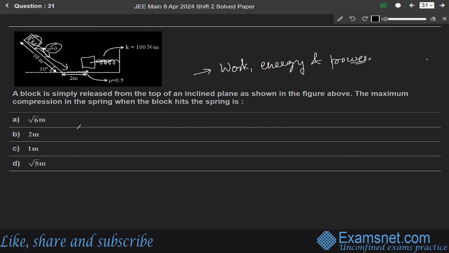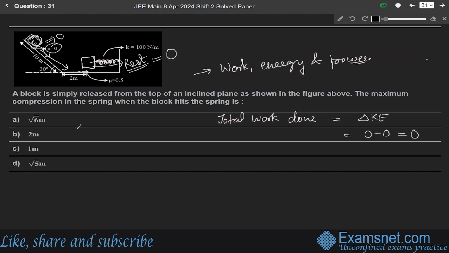In this case, the total work done will be equal to the net change in the kinetic energy. When the block starts from rest, the initial kinetic energy is 0. When it hits the spring and reaches the maximum compression, at that time the block comes to rest eventually. So at this time also the kinetic energy is 0. So the change in kinetic energy, final minus initial, is equal to 0.